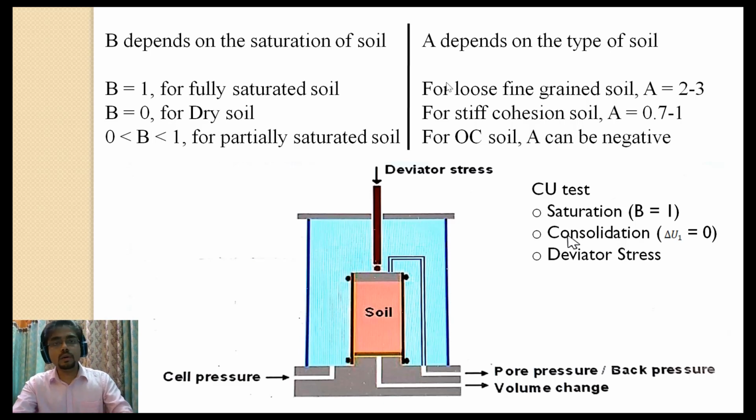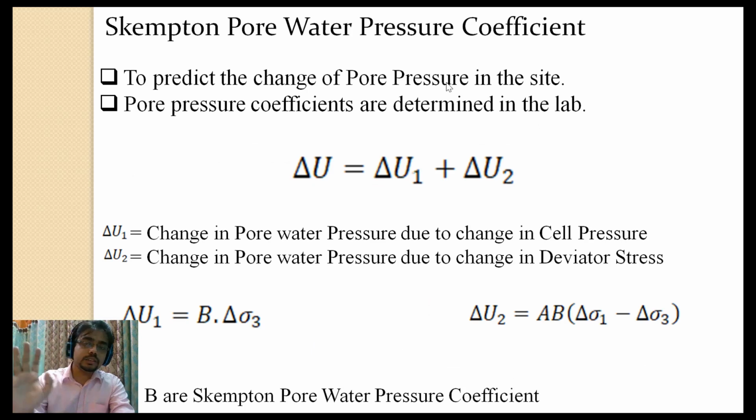Now during the second stage, the change in sigma 3, that is the change in cell pressure, is going to be 0. That means we are not going to change our cell pressure during the second stage. So there will be only del sigma 1, which is the deviator stress. So del U2, the excess water pressure generated in the second stage, should be equal to A into B into the deviator stress.